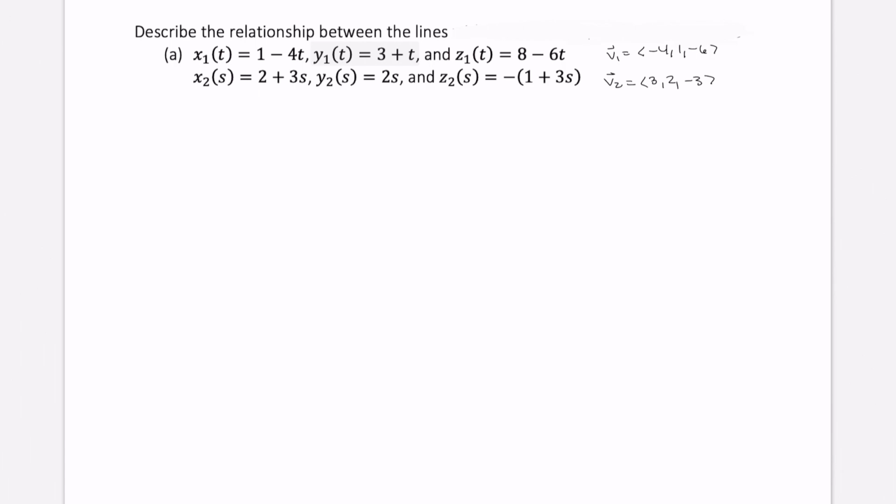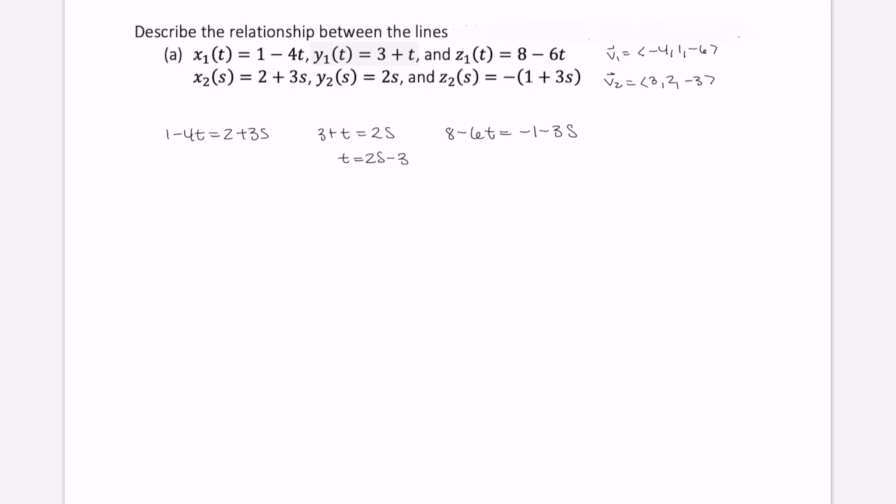The next thing we want to do is set up a system of equations where we set the x components, y components, and z components equal to each other. Well, 1 minus 4t equals 2 plus 3s, 3 plus t equals 2s, and 8 minus 6t equals -1 minus 3s. So the easiest one to solve is this middle one. We get t equals 2s minus 3.